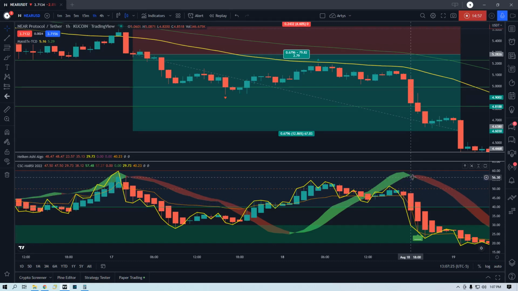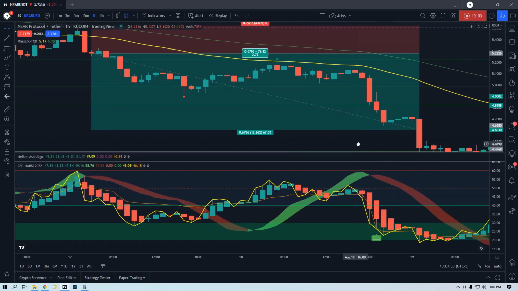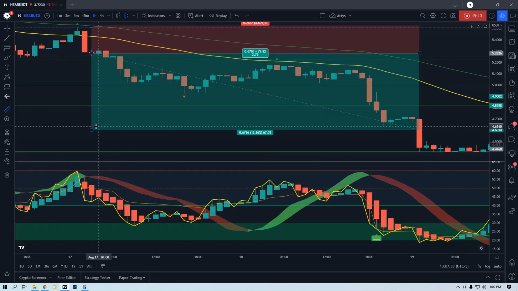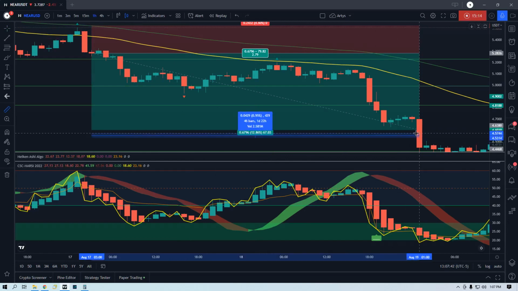This move got you 12%, 12.86%. You would have been able to set this and walk away. And you would have just stayed out of the market for 1 day and 22 hours and then waited. And you would not have lost at all. Nothing came close. An entire 2 days would go by and you would gain 12% on this move, right? Almost 13% on this move. That's a move to the downside.